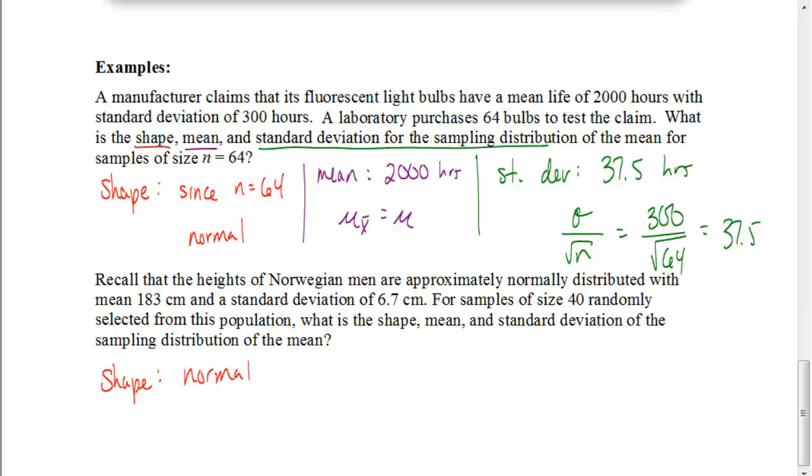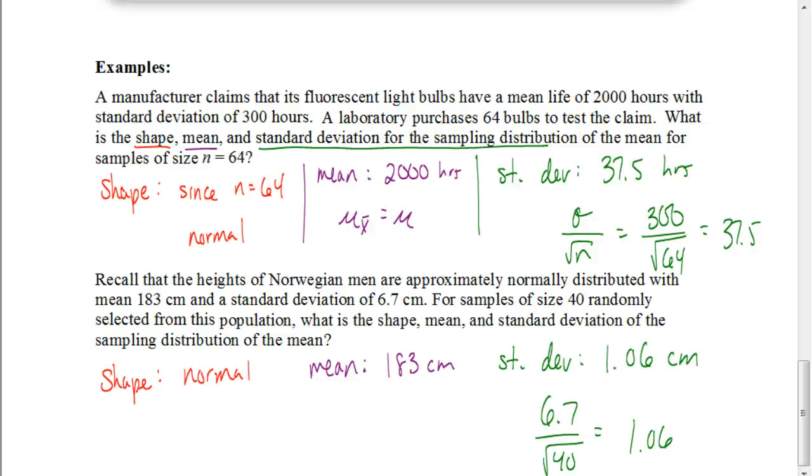Next, our mean is going to be the same as the mean for the population, which is 183 centimeters. And for our standard deviation, we're going to use the standard deviation for our population and divide it by the square root of our sample size. So we divide by the square root of 40, which when you do that on your calculator gives you 1.06. So our standard deviation would be 1.06 centimeters. So that's it. That's how simple this lesson is. Hopefully you found that to be pretty easy as well. So good luck now as you work on your assignment.